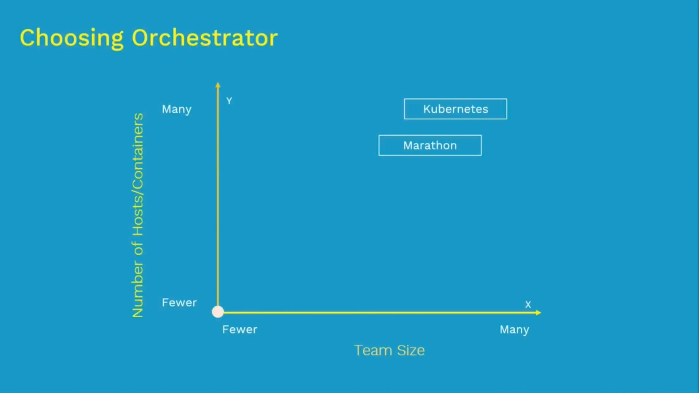I understand not all teams are big in size and have a large number of hosts and containers. In case you fall in that mid-range, then Docker Swarm and Rancher will be a good fit. As we already discussed Docker Swarm, let's move on to Rancher.